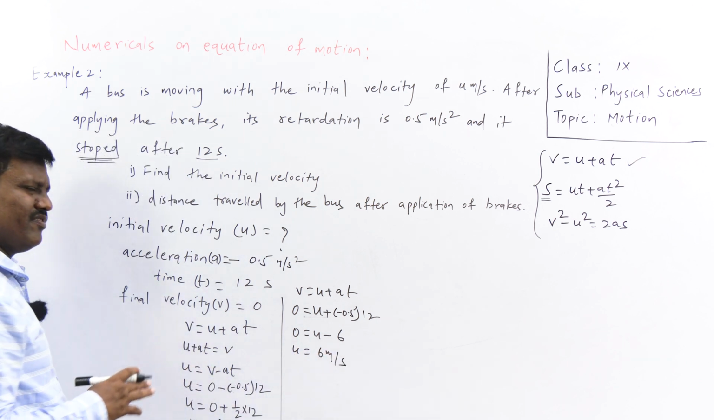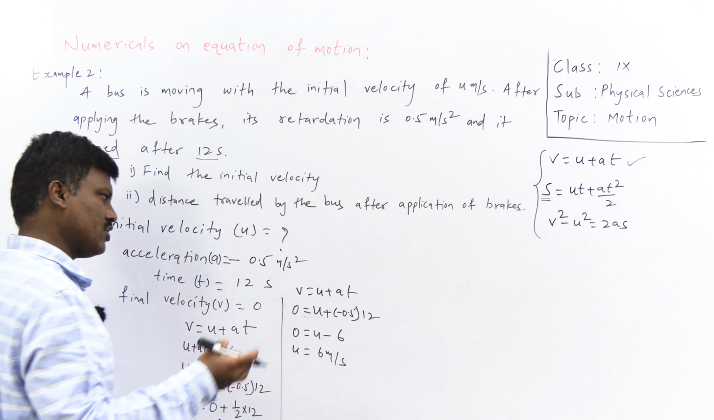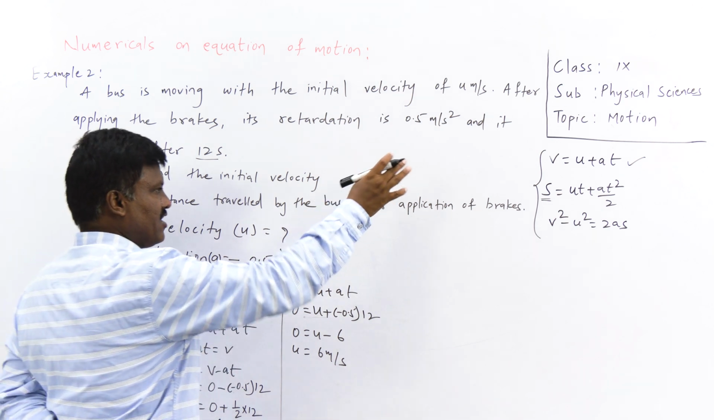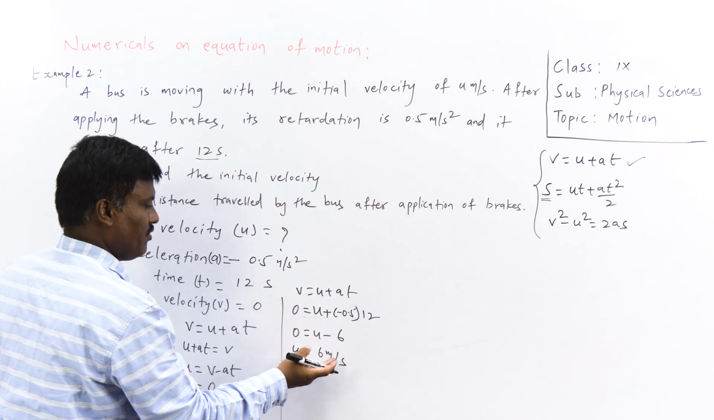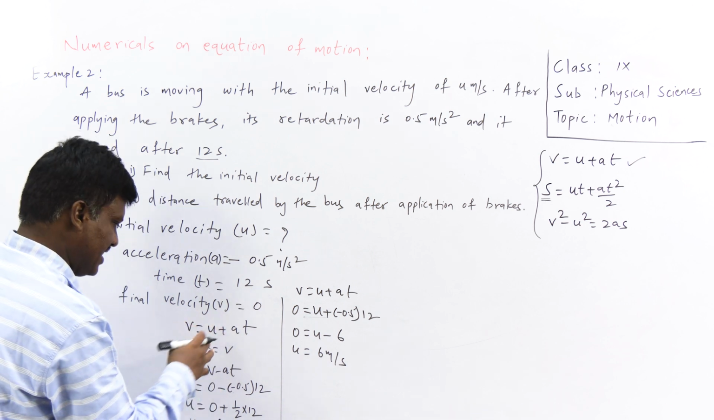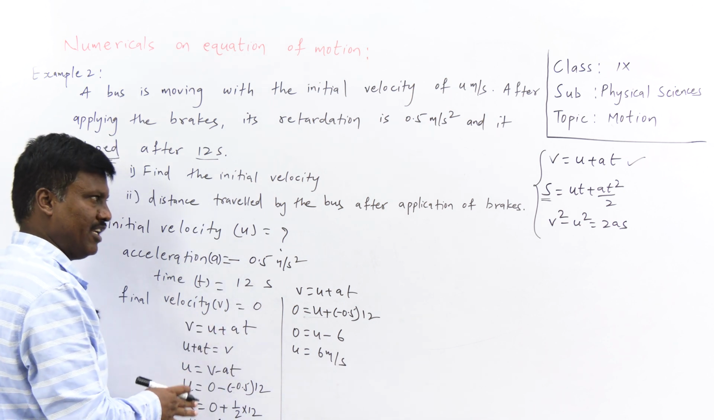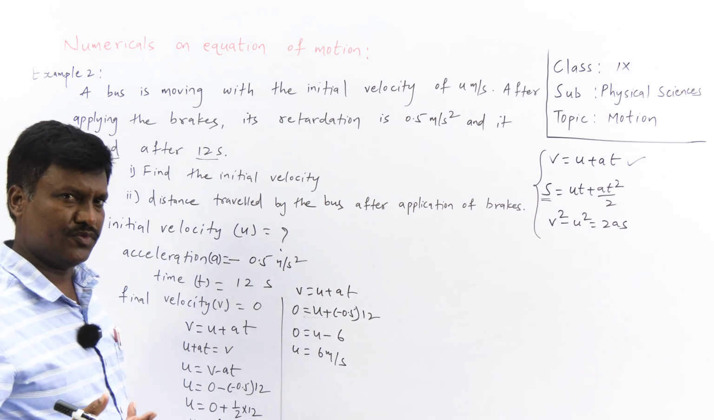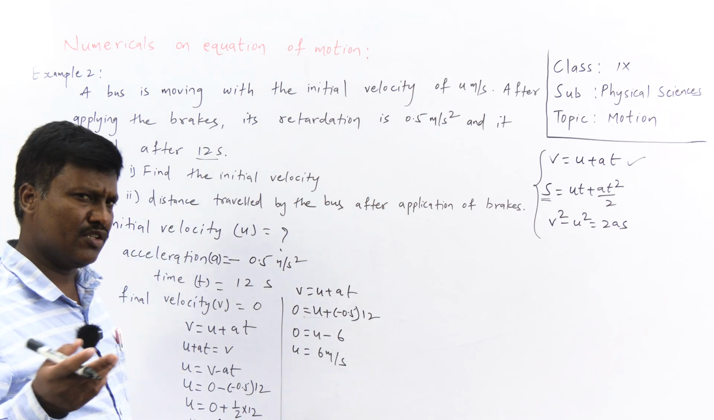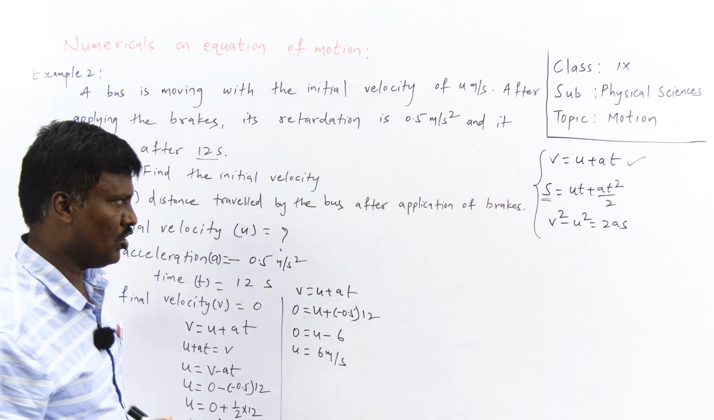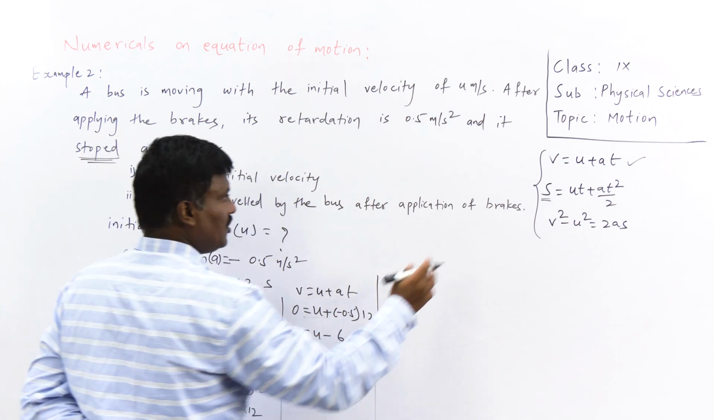Okay, so which is easy for you: whether you substitute the values directly in the equation and find the value, or you first write the equation in terms of u and then substitute the values? It depends on you. However you do it, you get the same answer. There is no issue. Now we are going to find the distance traveled.